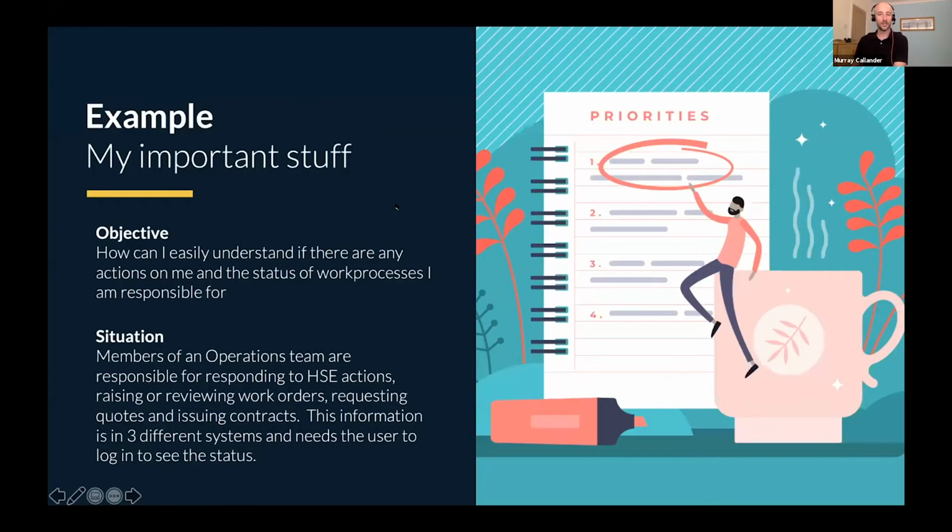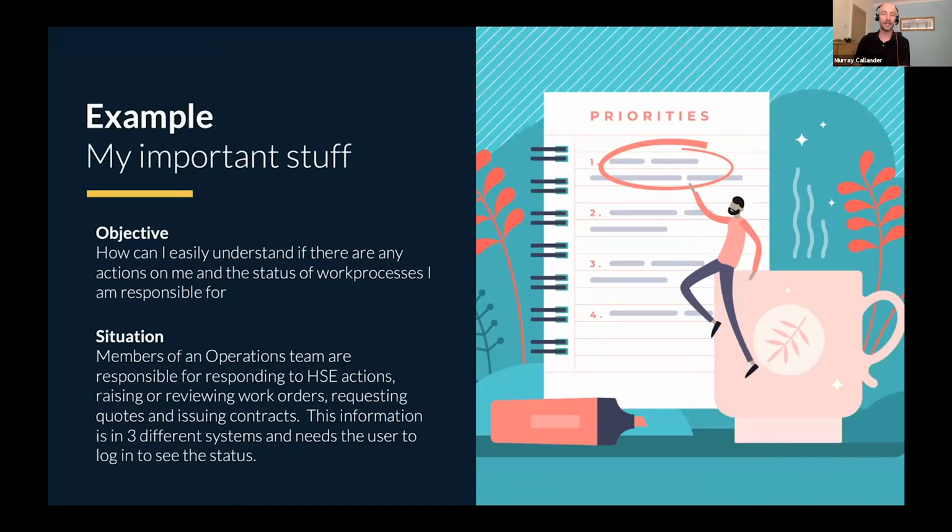So the first example we want to talk about is something called My Important Stuff. This was a case where people need to easily understand what the actions are on them. People in an operations team are involved in multiple work processes. They have multiple things they need to do, including responding to HSE actions, reviewing work, or raising work requests and getting quotes from people. To understand where those work processes are, they need to go into different systems and maybe log in, see where they are without getting notified. They don't know if they then have an action on them.